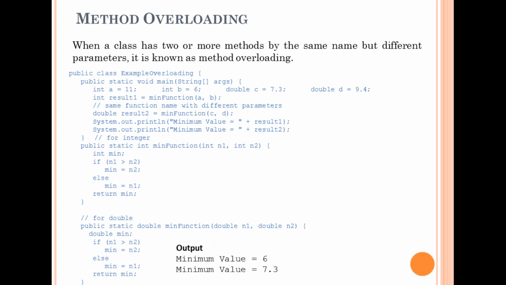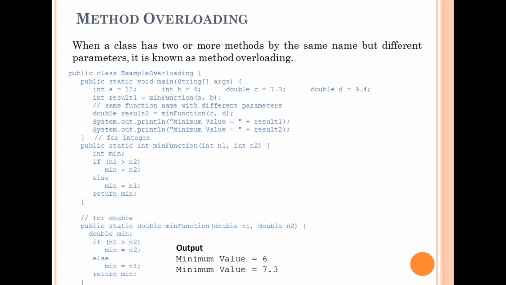When a class has two or more methods by the same name but different parameters, it is known as method overloading. It is different from overriding. In overriding, a method has the same name, same method type, and number of parameters, etc.